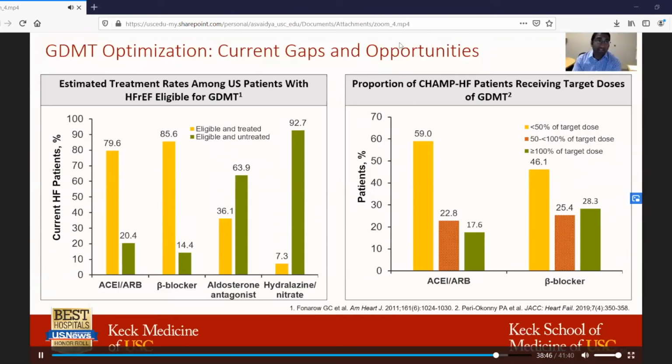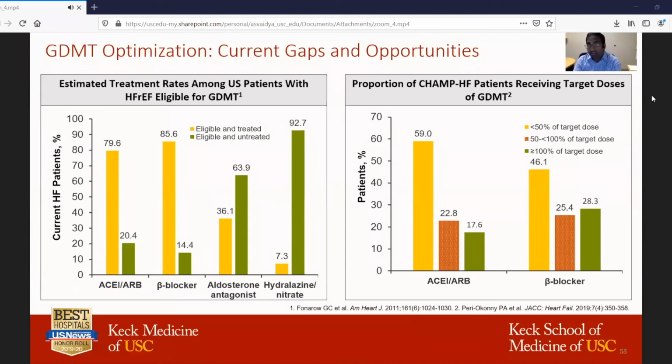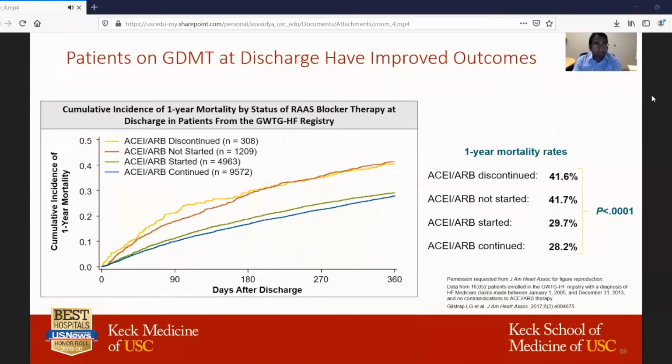And then the graph on the right shows that they're not getting the doses that they need. So, less than 20% and less than 30% of patients are at goal doses of ACE inhibitors, ARBs, and less than 30% are getting the goal-directed doses of beta blockers. But it's important to realize that you have an opportunity to really impact this, because patients on guideline-directed medical therapy at discharge have improved outcomes.